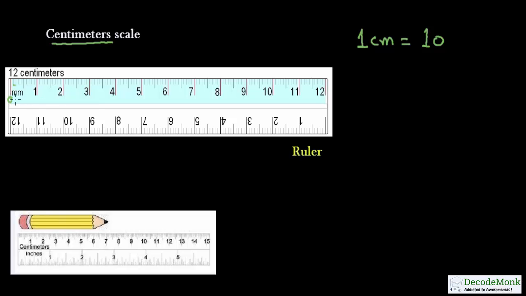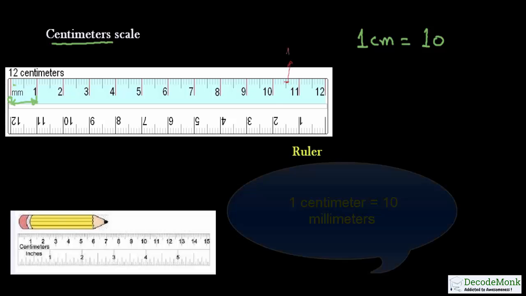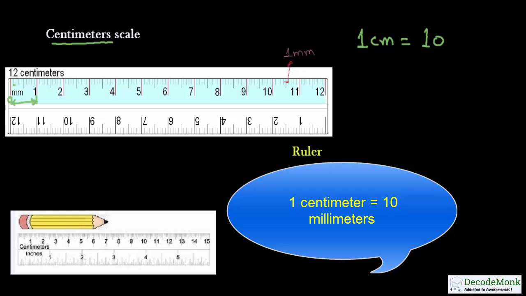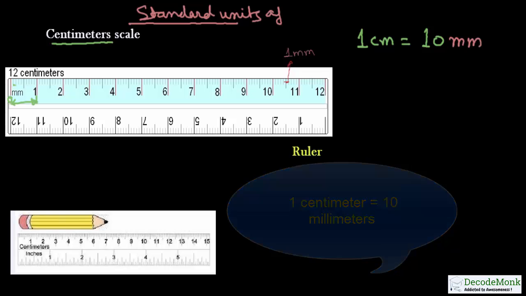You see over here, this is 0 and this is 1. So 1 centimeter is broken down into 10 small parts, and each small part is called 1 millimeter. Let me show one part to you. This one small part is called 1 millimeter. So we can say that 1 centimeter is equal to 10 millimeters, because between 1 centimeter there are 10 such small divisions, and each division is called 1 millimeter. And this scale is a standard unit. This centimeter or millimeter are standard units of measurement.